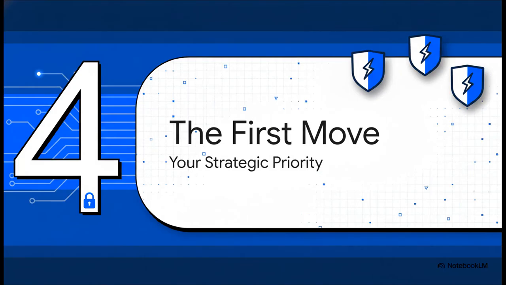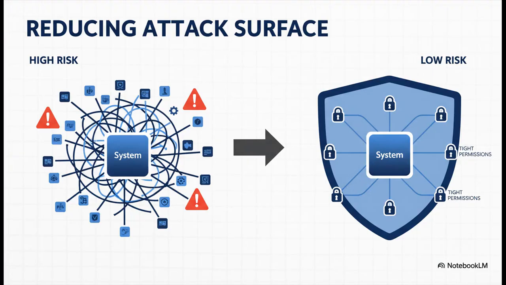So, with all this, 4 layers, 3 different threat vectors, where do you even begin? I know it can feel a little overwhelming, but the strategic priority is actually very, very clear. So what is your first move? It's simple. Reduce your attack surface. Before you even think about investing in complex defenses, just review what you have enabled right now. Every single unnecessary plugin you can disable, every single excessive permission you revoke, that's an immediate security win. Your strongest defense right out of the gate is a minimalist approach.